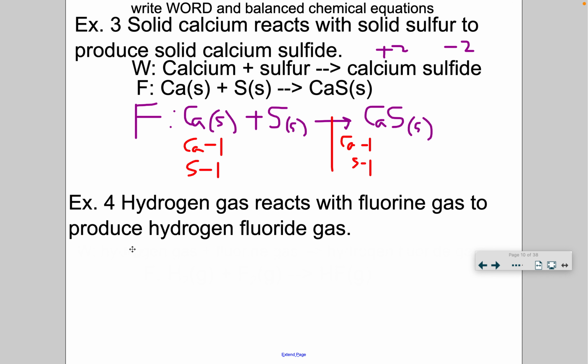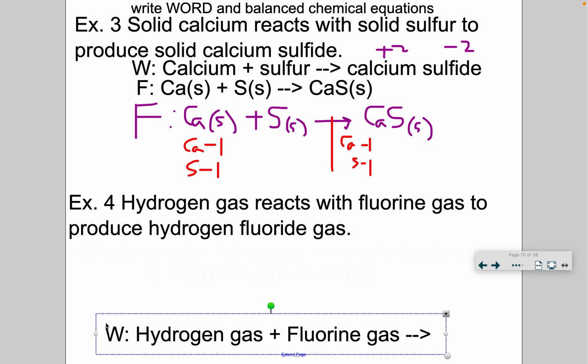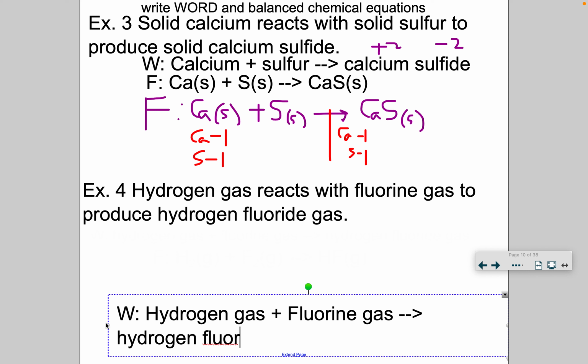Okay. Example 4. Hydrogen gas reacts with fluorine gas to produce hydrogen fluoride gas. Okay, so word equation. Hydrogen gas plus fluorine gas produces hydrogen fluoride gas.